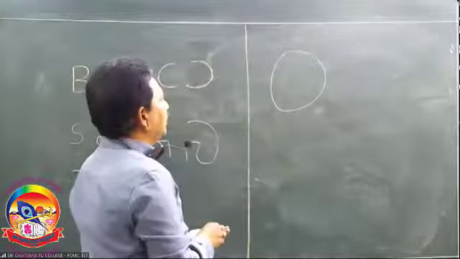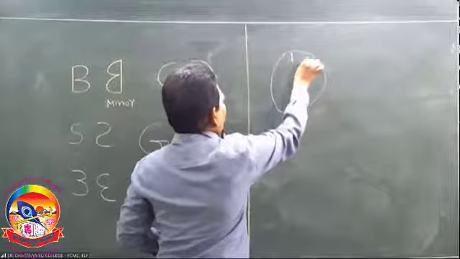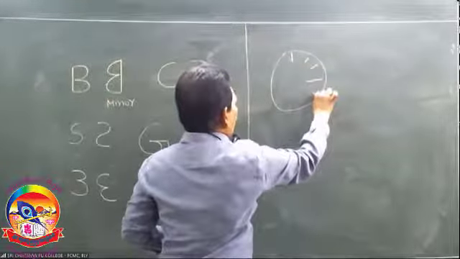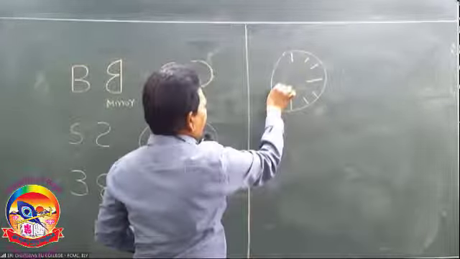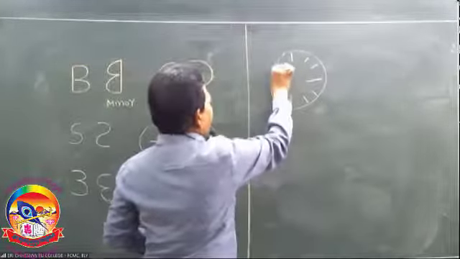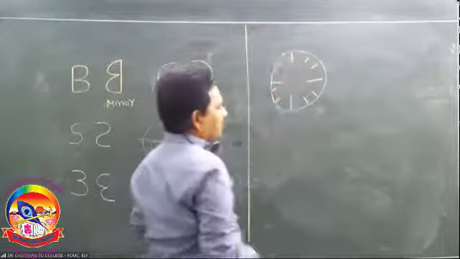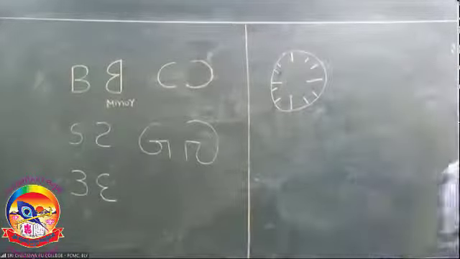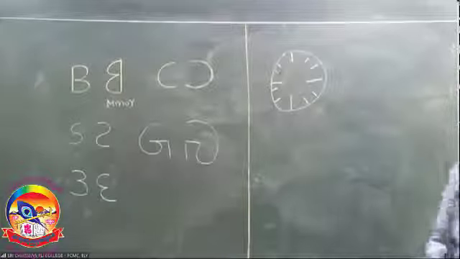Watch. No numbers. 12 o'clock, 1, 2, 3, 4, 5, 6, 7, 8, 9, 10, 11, and 12. This is a clock. I want to see the time in a clock.